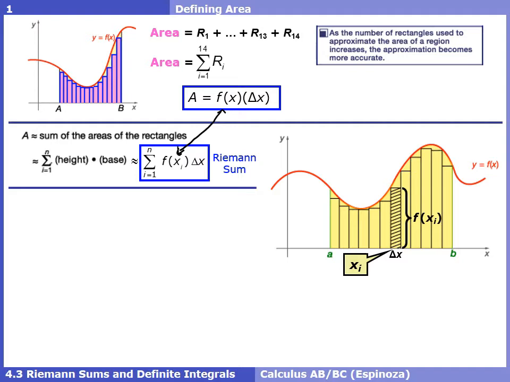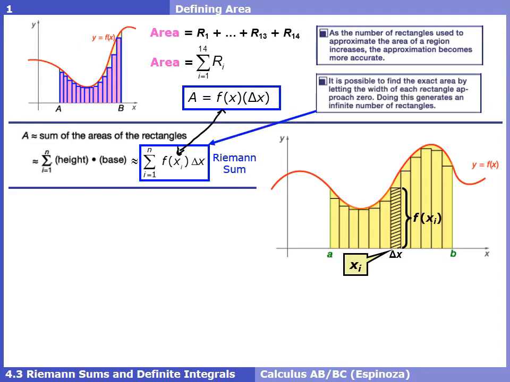You'll notice I used the squiggly equal sign for the approximation because it's not going to give us an exact value. If we want an exact value, it's possible, but we have to squeeze in an infinite number of rectangles. And as we do that, we have to realize that the width of each rectangle is approaching 0. As we squeeze more and more rectangles in there, the bases of those rectangles get smaller and smaller, or in other words, they approach 0.